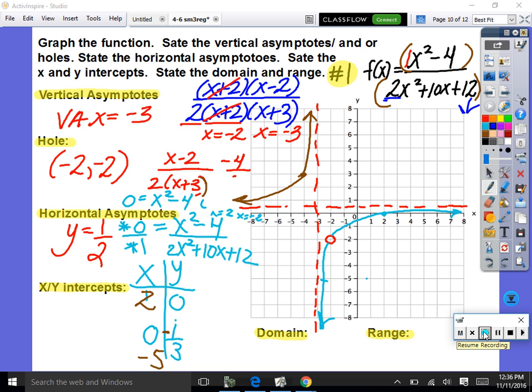Let's do the domain and range back on this one. So domain is x cannot equal -2, right? And -3. X cannot equal -3. Our range is y cannot equal 1/2, correct? Yes, but you need to do that. It will be on the test. So range is y cannot equal 1/2. So all real numbers except for -2 and -3 for domain. All real numbers except for 1/2 for range. Does everybody get it? Okay.